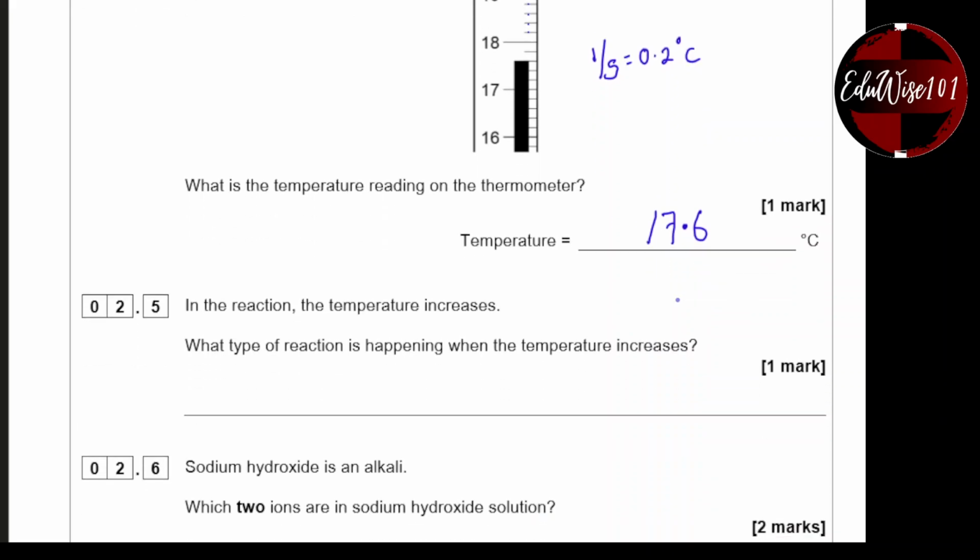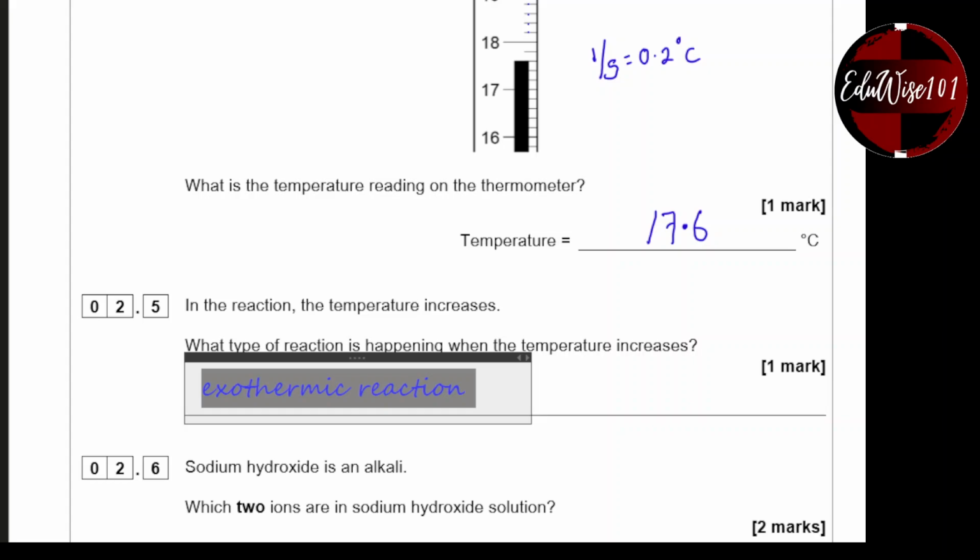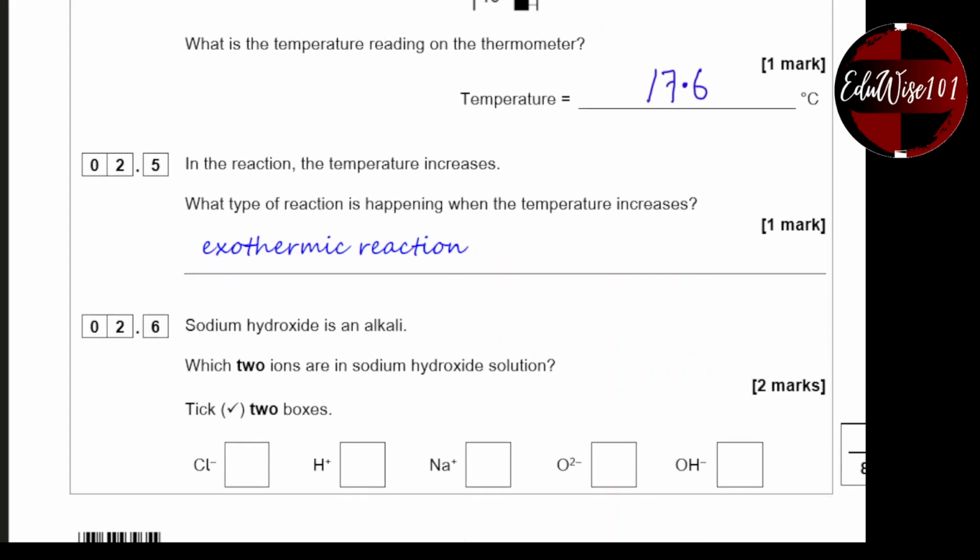In the reaction, the temperature increases. What type of reaction is happening when the temperature increases? Now, if the temperature is increasing, we call it an exothermic reaction. If the temperature decreased, we would call it an endothermic reaction.